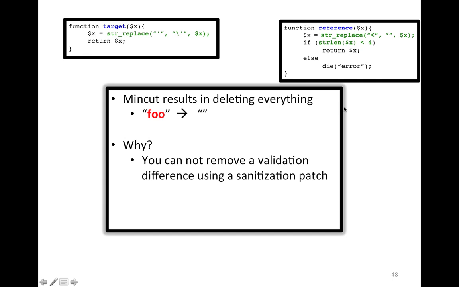So using the min cut only is going to be too conservative. It's going to generate a patch that doesn't work in the actual world. The patch is going to delete everything, which is very bad. And the problem here is that the min-cut algorithm, if you remember from the previous video, we came up with to solve a sanitization problem. So it's a sanitization patching technique. Well, what we have here is a validation difference between the two functions. So we need to address the validation difference between the two functions first before doing the min-cut.